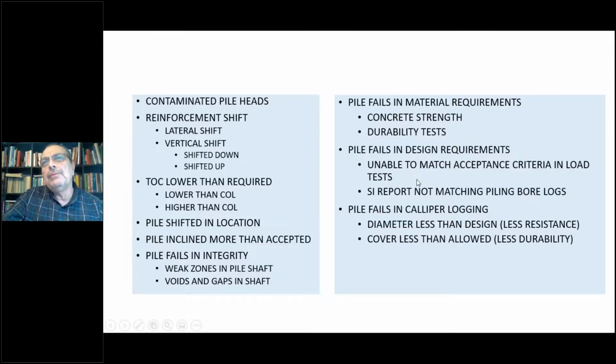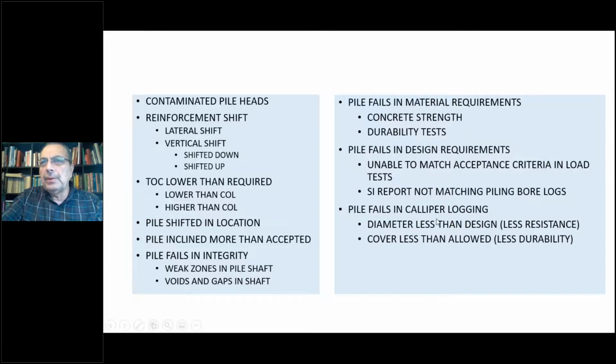Piles also may fail in design requirements. They are unable to match acceptance criteria in load tests. Sometimes SI reports do not match piling bore logs. This is very important, by the way. That's why I say you always need to have a trial boring and check your SI report, the soil investigation report, with the outcome of the boring. With every level, you need to check that the soil report was correct, so that your design will be adequate.